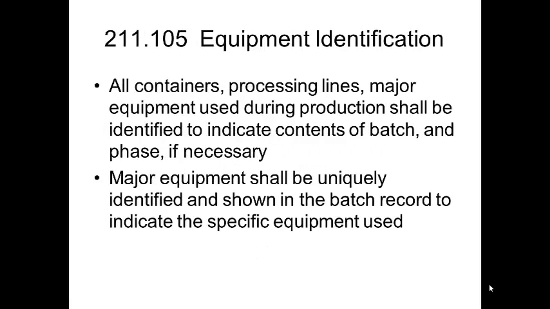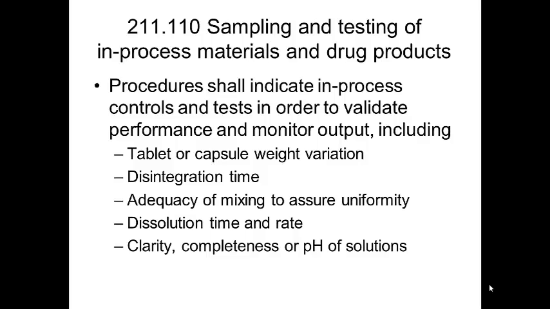105. Equipment ID. All containers, processing lines, major equipment. I'm not talking about scoops or spatulas, things along that line, but major equipment used during production shall be ID'd to indicate contents, phase if necessary, whatever it is. Major equipment shall be uniquely identified and shown in the batch record to indicate the equipment in which that batch was processed.